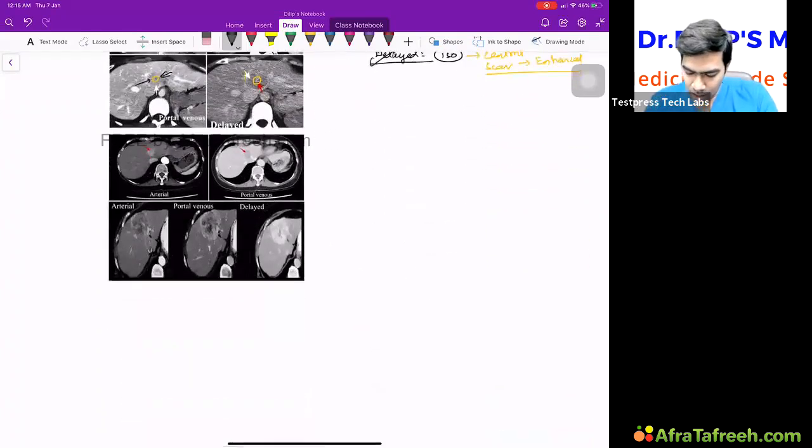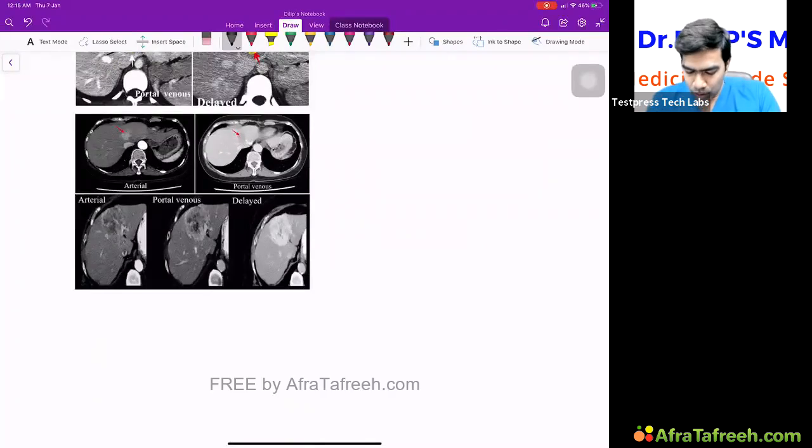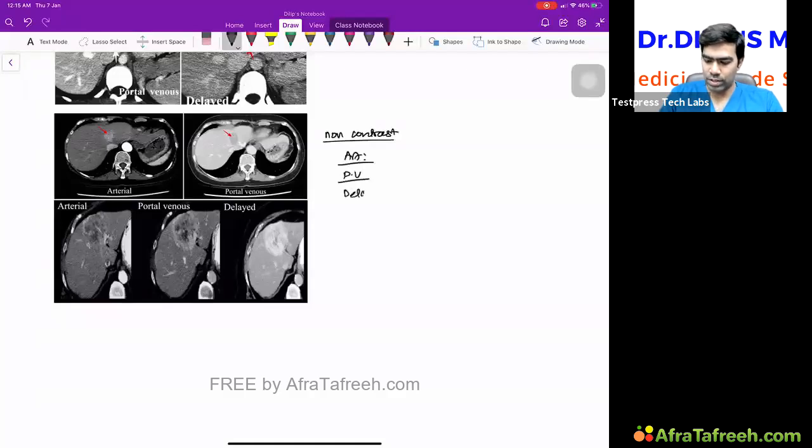And then we have this one. Okay, these two things. Let us see these two. This is the first one. Let us see what this is. So let me tell you a tumor. This is the most important of all. So in non-contrast phase, what you will see. In arterial phase, what you will see. In portal venous phase, what you will see. And delayed phase, what you will see.